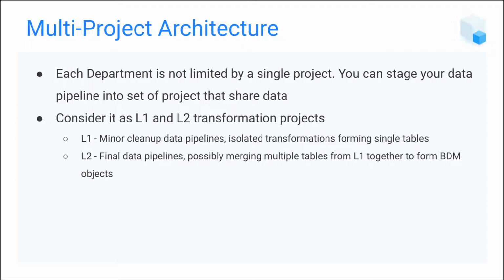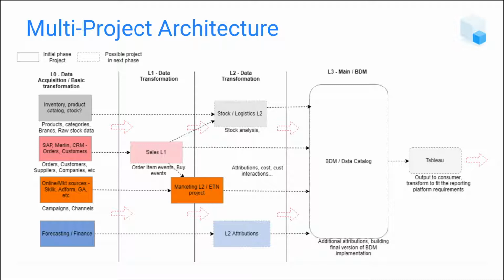As a basic configuration, for example, there might be a level 1 and level 2 project present in the architecture. Level 1's purpose would be a minor cleanup of the data pipeline or forming very simple single tables that would be used later on in level 2. And then the purpose of level 2 would be to execute the final data pipeline, merge the single tables from level 1 together, and create one final table used in reporting. A very simple multi-project architecture may have the following form.